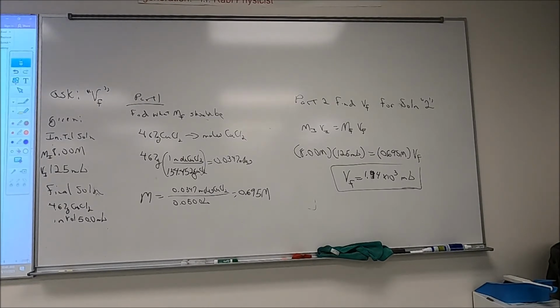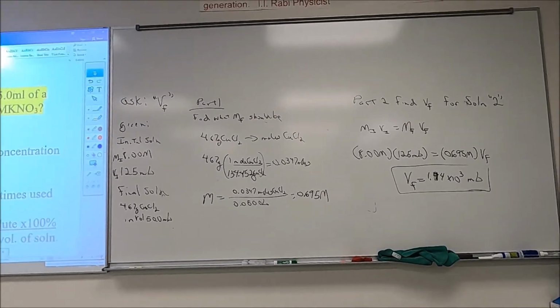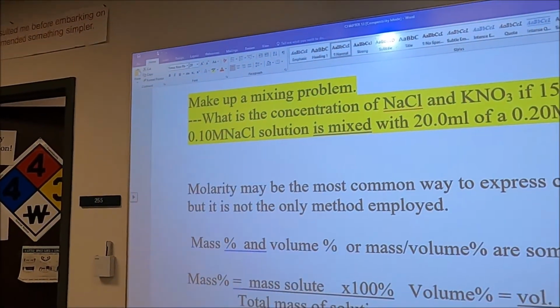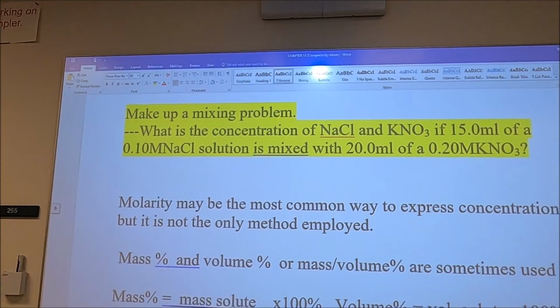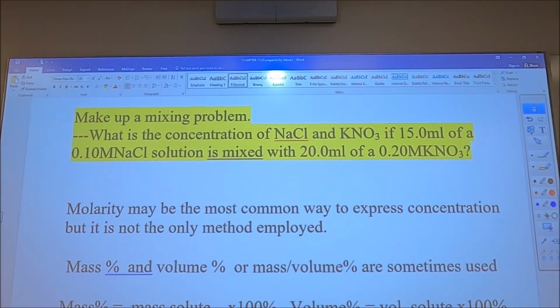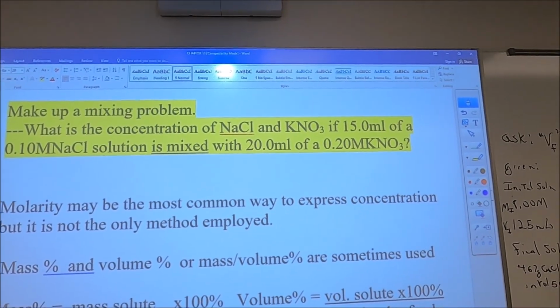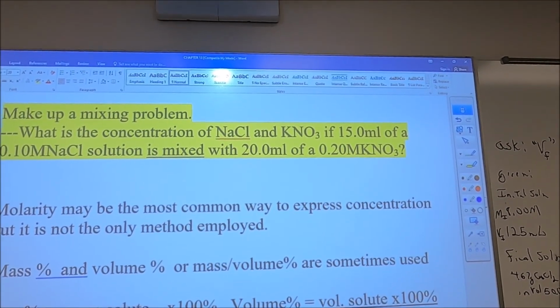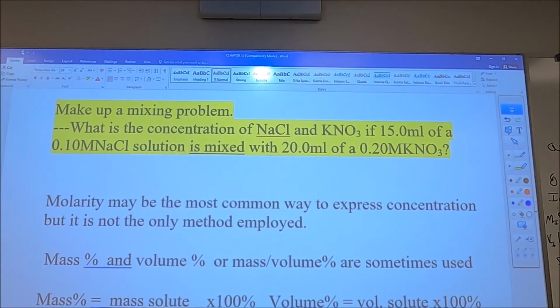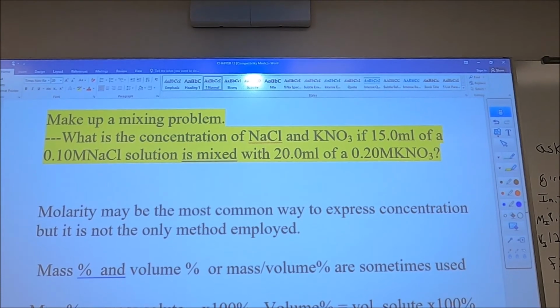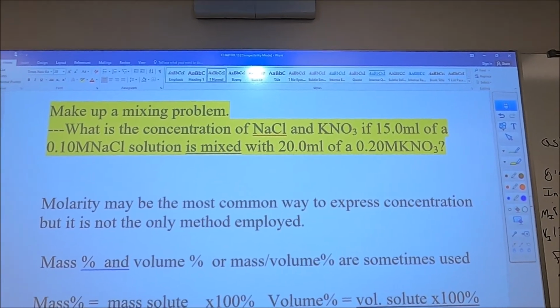Now, let's talk about what we're going to face with dilution when we're doing lab. Okay? Here's something that you can find in the real world. What is the concentration of sodium chloride and potassium nitrate if 15 milliliters of a 0.1 molar sodium chloride solution is mixed with 20 milliliters of a 0.2 molar potassium nitrate solution?